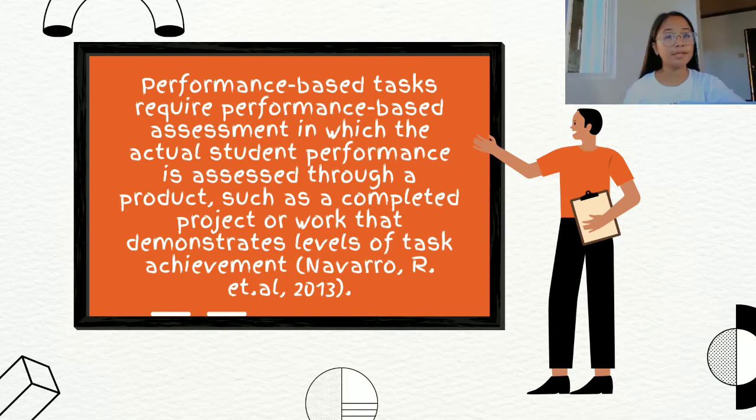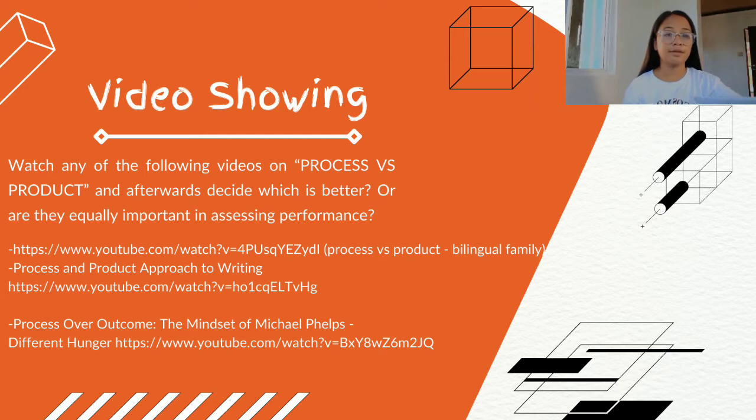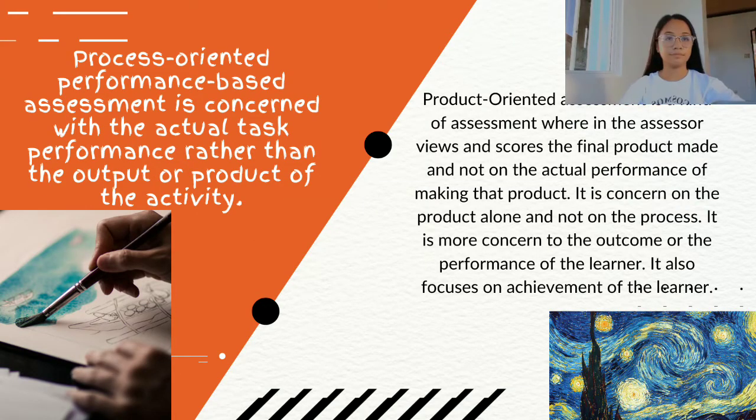The performance based task requires performance based assessment, in which the actual student performance is assessed through a product, such as a completed project or work that demonstrates level of task achievement. In product oriented, it is concerned on the product alone or the outcome of the student's performance, not in the process. So we have here the links of the videos about the process versus product oriented, and I want you to watch any of the following videos and afterwards decide which is better, or are they equally important in assessing performance? Process versus product oriented.